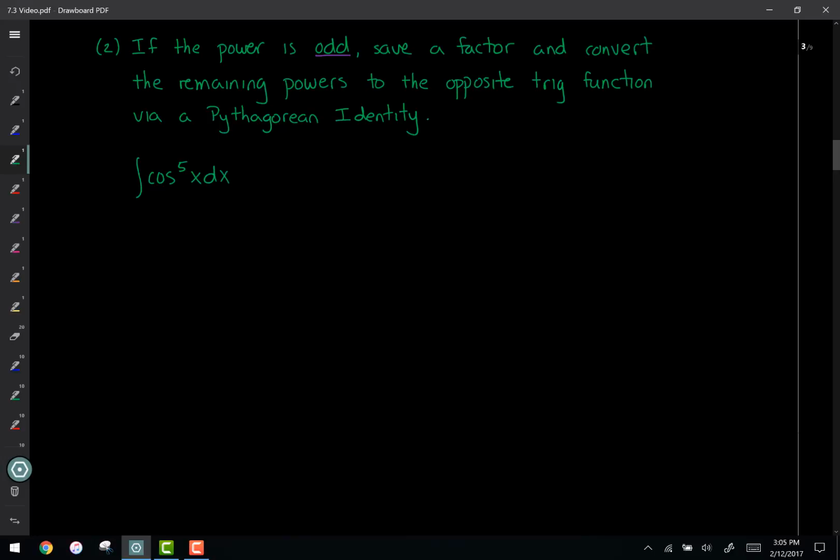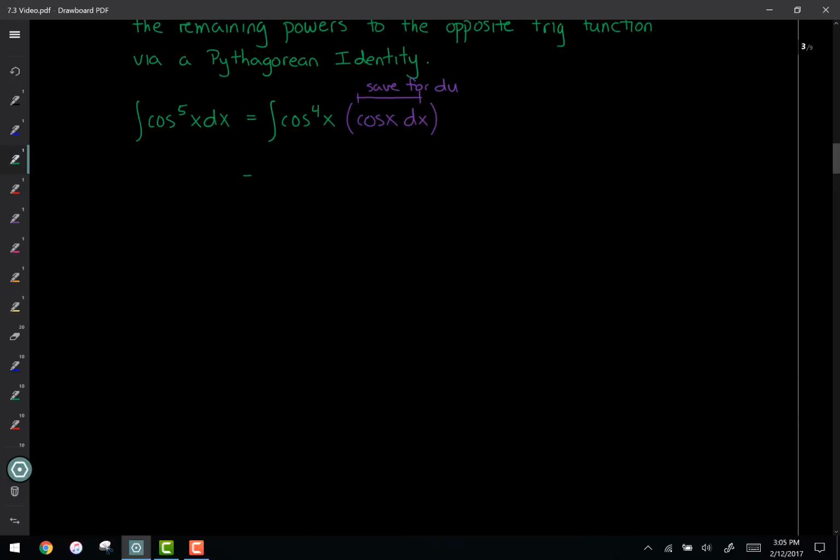Okay. So I have a nice just power of cosine. It's odd. 5 is odd. So what we want to do is we want to peel off one of those cosines. For emphasis, let's put it in parentheses and use a different color just so we know we're going to save this. Okay, all of this stuff right here, we're going to save for du. Okay, so it's going to be a u substitution. Cosine to the fourth, right, I can really think of this as cosine squared x squared, and then we still have this stuff over here.